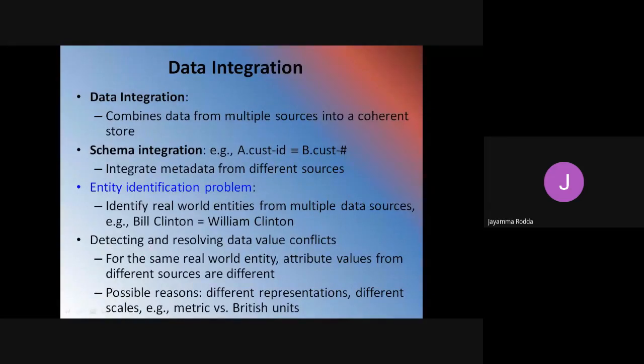Next, detecting and resolving data value conflicts. There is another problem here: first identifying, then detecting, then resolving. Identifying, detecting and resolving these conflicts is another problem in data integration. So what is it? For the same real world entity, attribute values from different sources are different. Same real world entity.